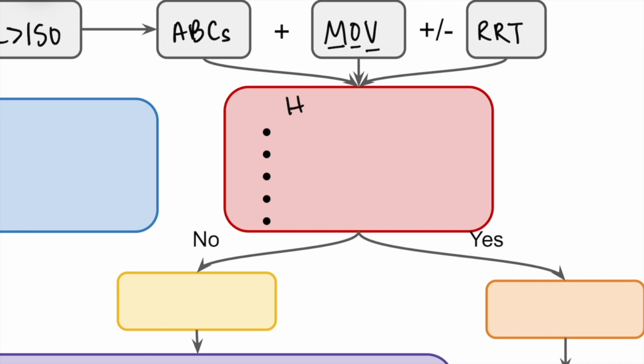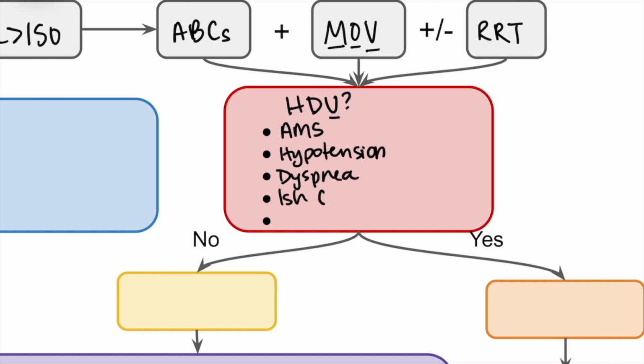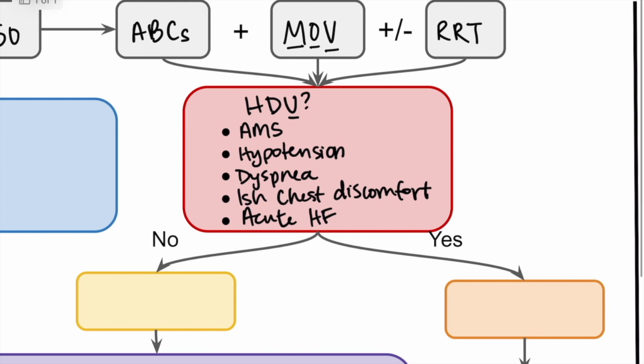After you've got the initial thing settled, the thing you want to assess for is hemodynamic stability, or if they're hemodynamically unstable. This includes figuring out if they have any altered mental status, hypotension, dyspnea, ischemic chest discomfort, or signs of acute heart failure. This is an important thing to evaluate for because whether there is hemodynamic instability determines whether you go down the stable versus unstable tachycardia pathway.